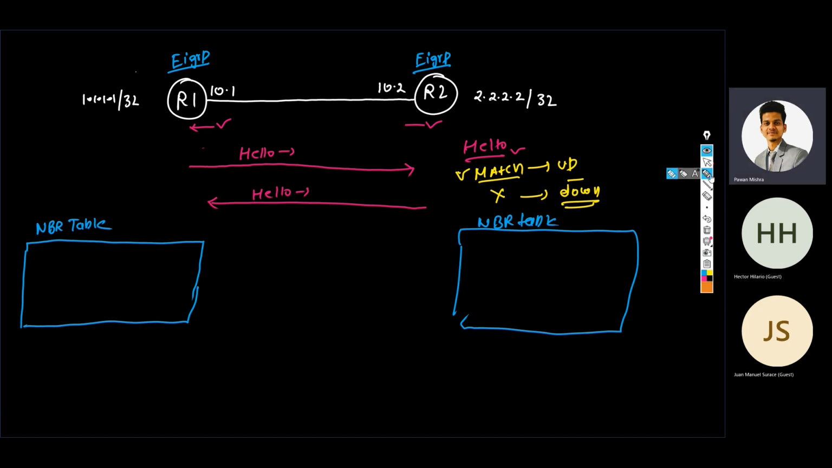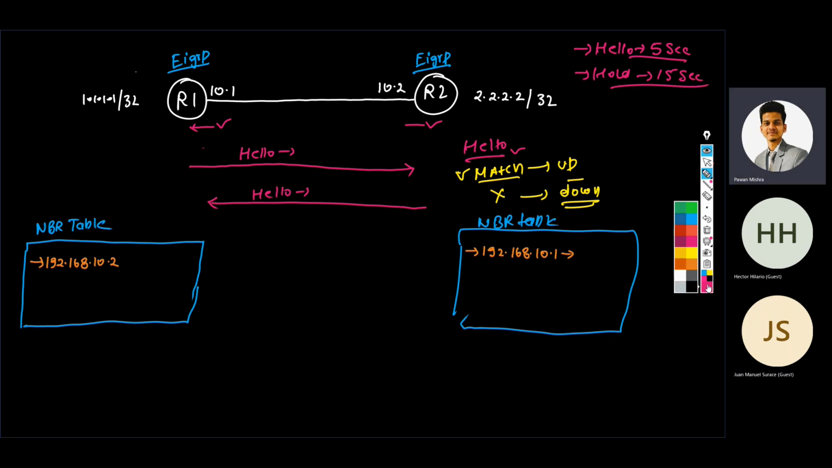After making the neighbor table, R1 will show that it has a neighbor 192.168.10.2, and R2 will show in its neighbor table that it has a neighbor 192.168.10.1. Clear? If I talk about the EIGRP hello timer, do you have any idea what it is? It is 5 seconds, and the hold down time is 15 seconds. Clear?